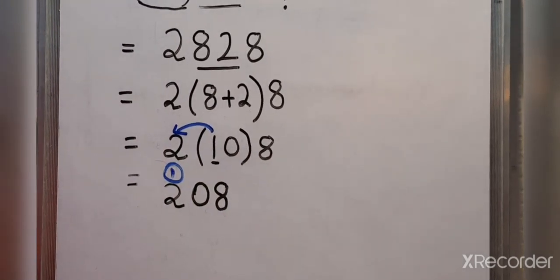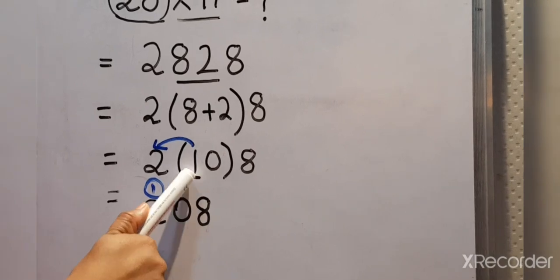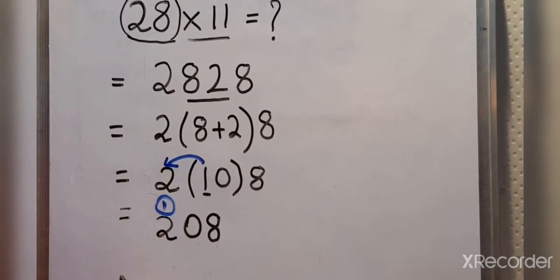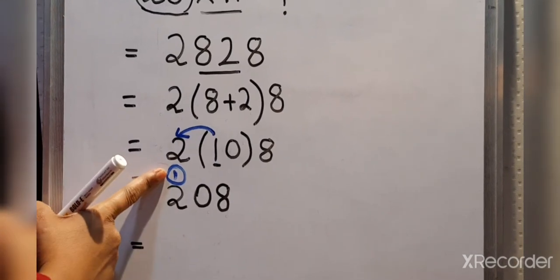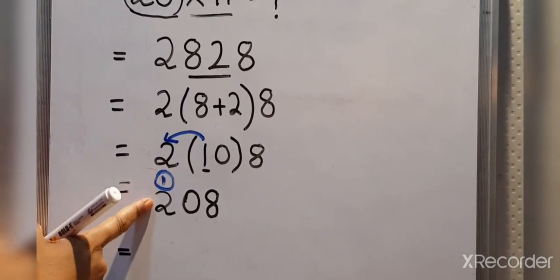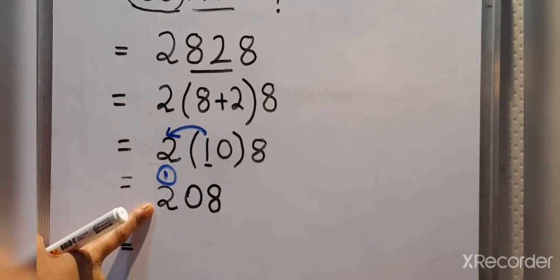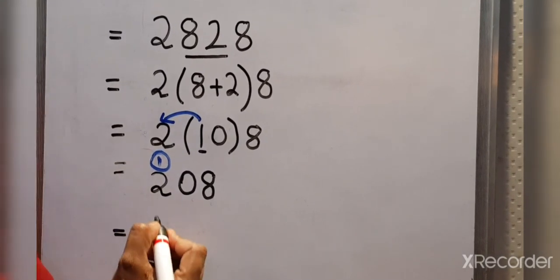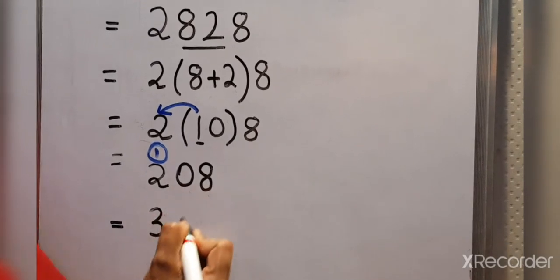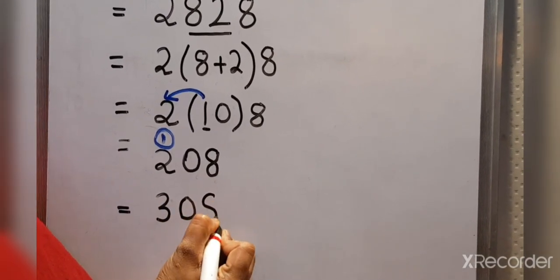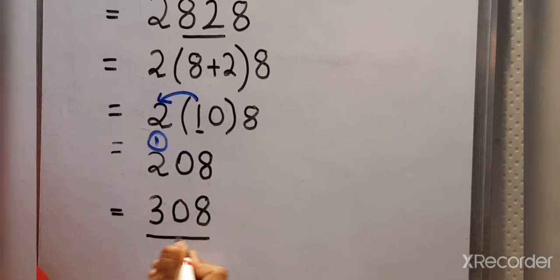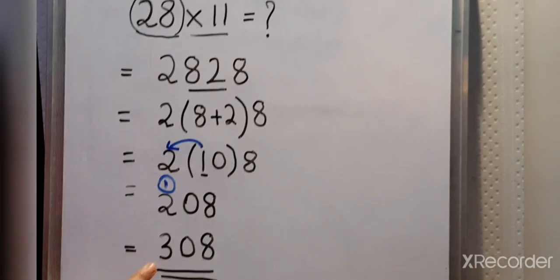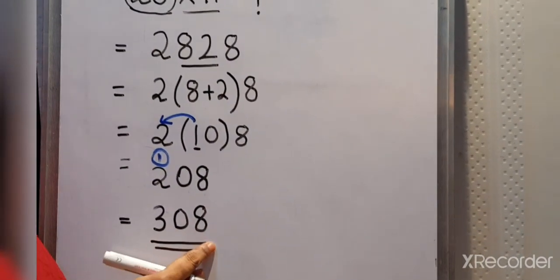Children, understood? We have only arranged and carried over this number to the next place. Now the number which we have carried over we have to add, like how we normally add the carry over. 1 plus 2 is 3. So here it will be 3, then 0 and then 8. So children, 28 multiplied by 11 is 308.